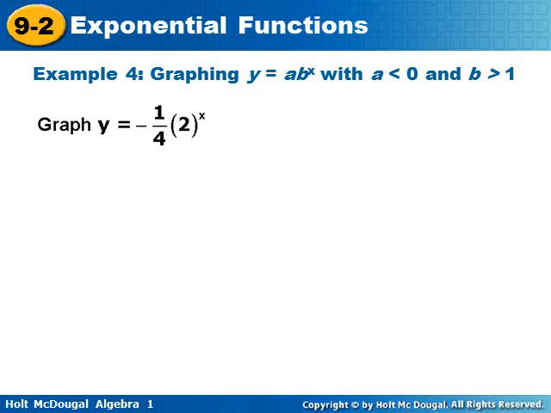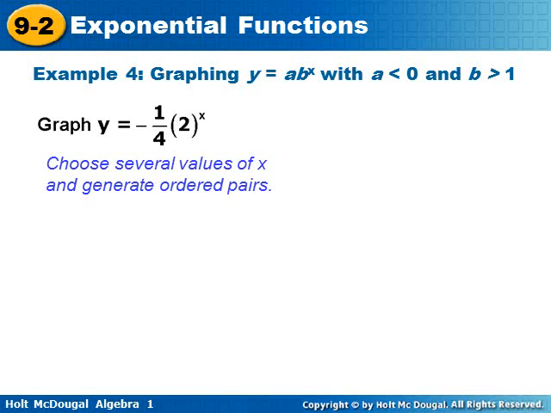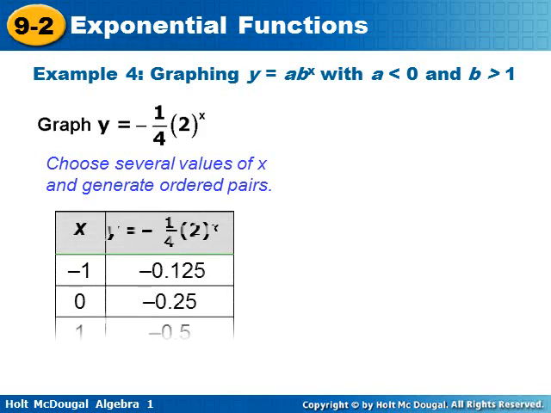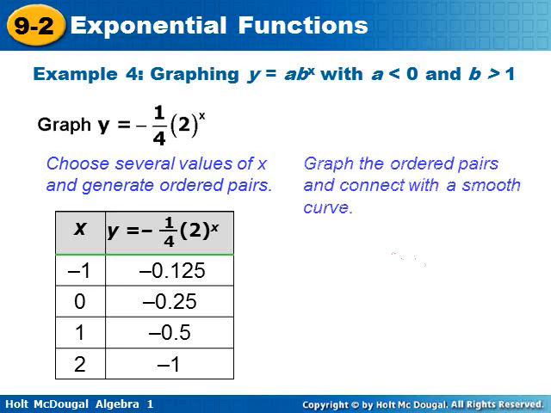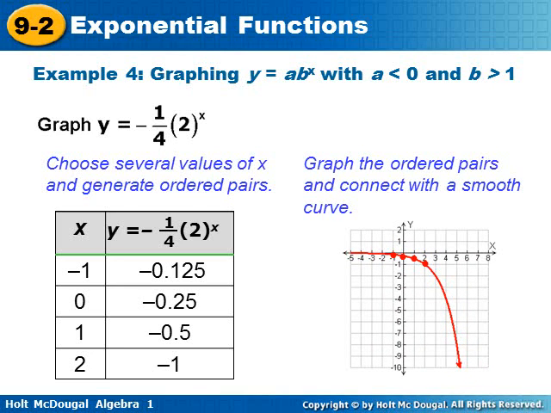When you graph y equals -1/4 times, in parentheses, 2 raised to the x power, we're going to still choose several values of x and generate ordered pairs. We still chose -1, 0, 1, 2. We got -0.125, -0.25, -0.5, and -1. So when we plot those, you'll notice that in this one, the curve is now going downward. And we're still going to plot those, estimating where they would go on the graph, and then connect them with a smooth curve.